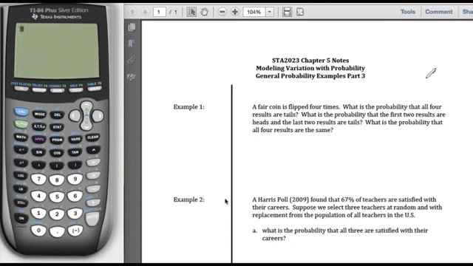Here we're going to continue on with some general probability examples from Chapter 5, just going through a lot of the ideas that we've seen so far. Example 1 says a fair coin is flipped 4 times. First question is, what is the probability that all 4 results are tails? So we're trying to find the probability that we get tails on the first flip, tails on the second flip, and then tails on the third and fourth flips.